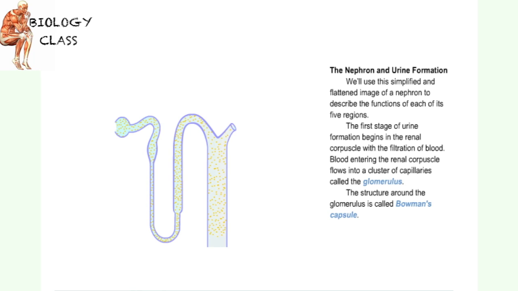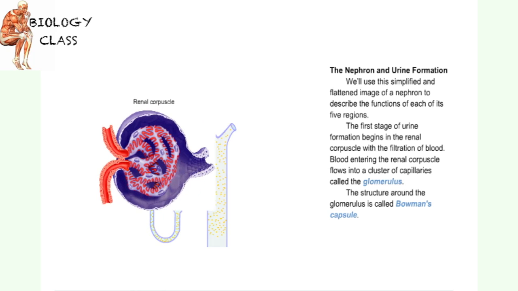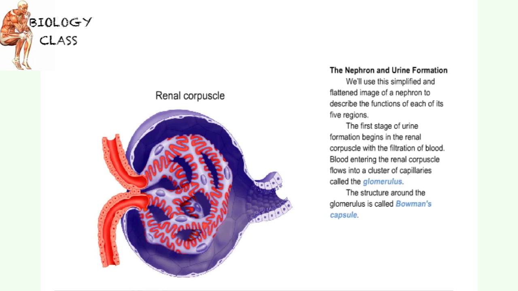We'll use this simplified and flattened image of a nephron to describe the functions of each of its 5 regions. The first stage of urine formation begins in the renal corpuscle with the filtration of blood. Blood entering the renal corpuscle flows into a cluster of capillaries called the glomerulus. The structure around the glomerulus is called Bowman's capsule.